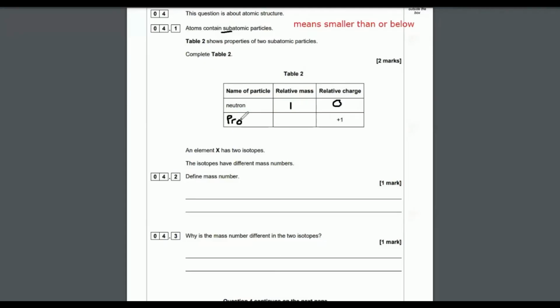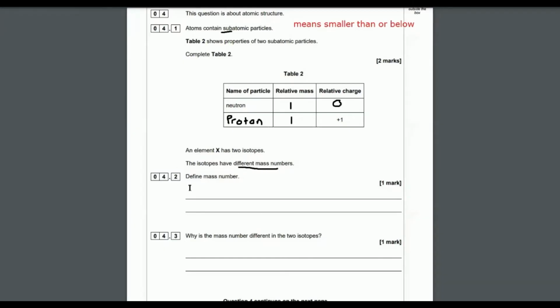Neutron neutral, it's not electrically charged. And then this is the proton. How do we know that? Because it says +1 electric charge, and protons and neutrons have the same mass. An element X has two isotopes. The isotopes have different mass numbers. Define the term mass number.